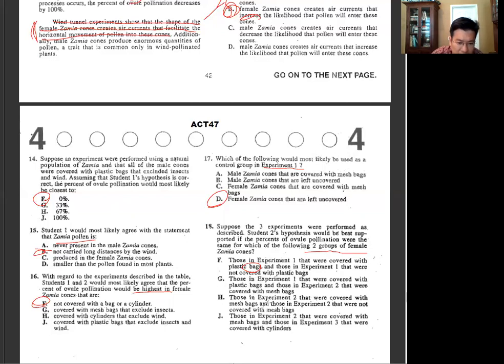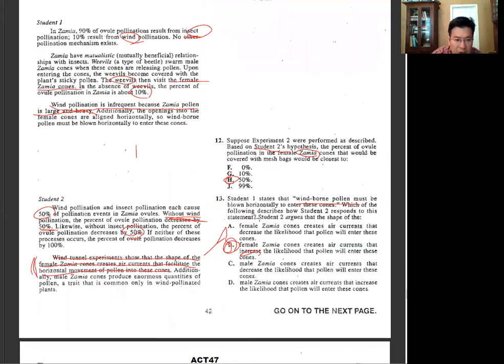And then H, 2 were covered with a mesh bag, which is 50%, and 2 were not covered with a mesh bag, which is 100%. So it's not. J, 2 covered with a mesh bag, 50%, and were covered with cylinders.